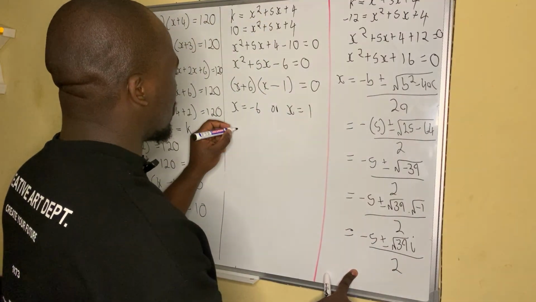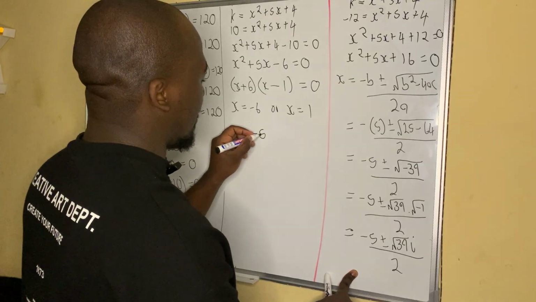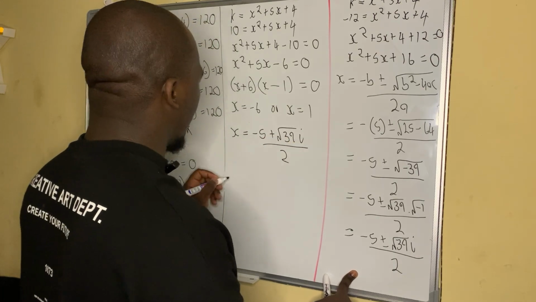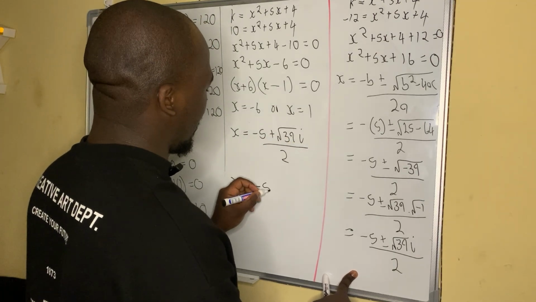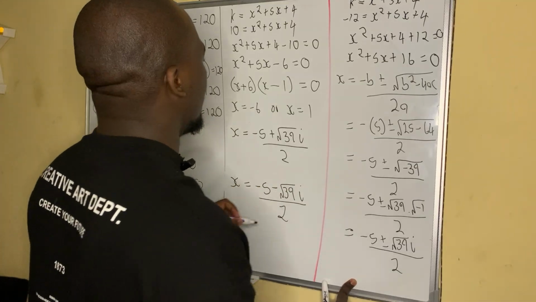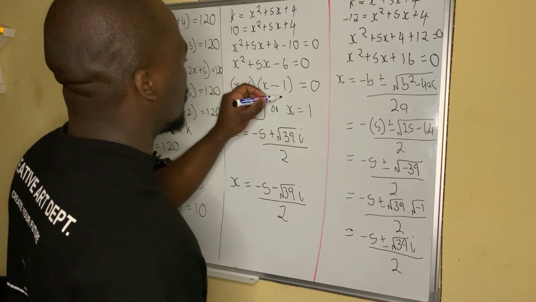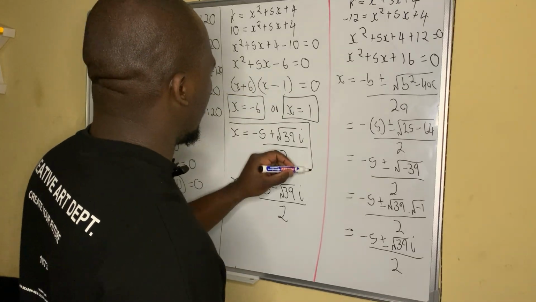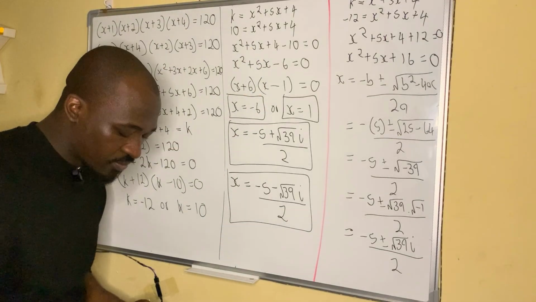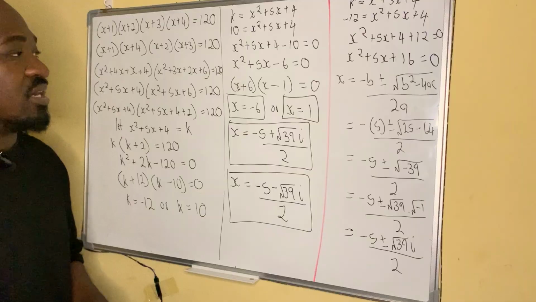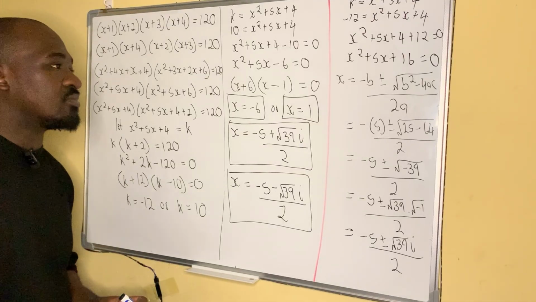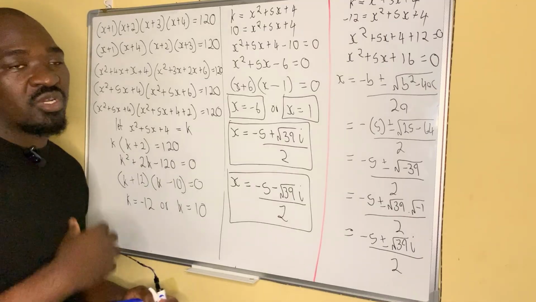So another solution here is going to be x equals negative 5 plus square root of 39 i over 2. Another one, x equals negative 5 minus square root of 39 i over 2. Then your solutions, it's 1, 2, 3, 4. 4 solutions when we solve this fully. So yeah, guys, I'm not trying to complicate anything, but I'm trying to show you way more.